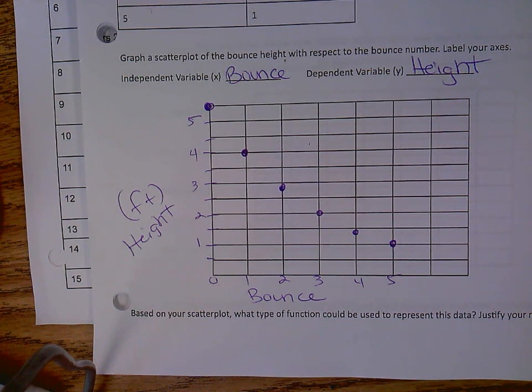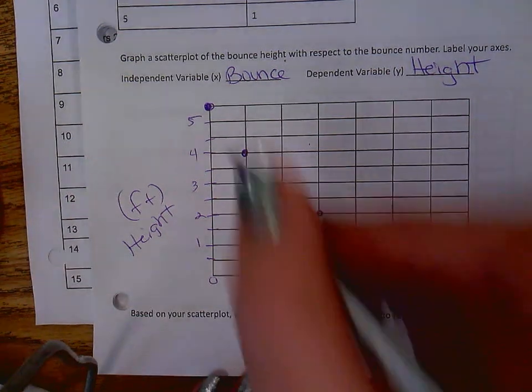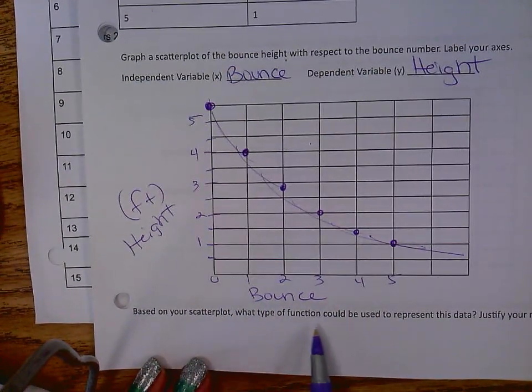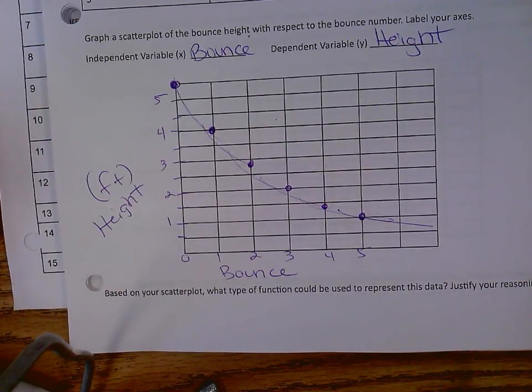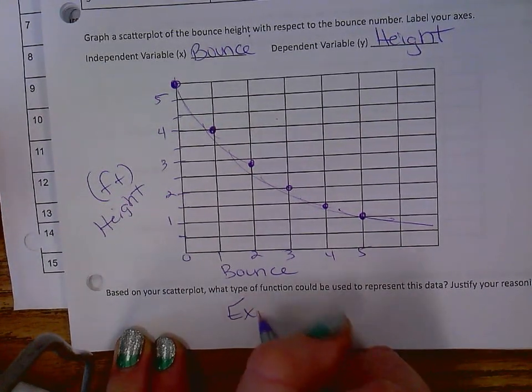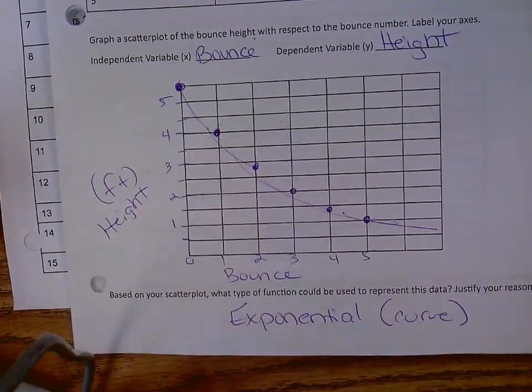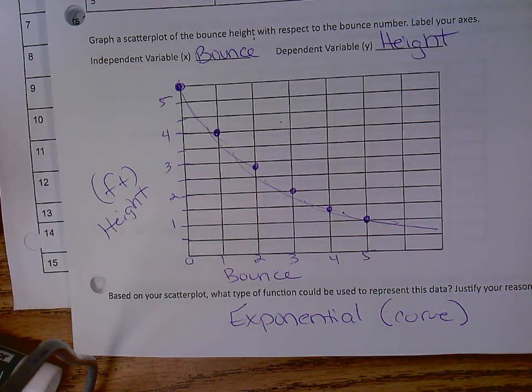Okay, so if I just did a line of best fit, see how you can actually see the curve. If I tried to connect these with a straight line, see how I would miss all those other points. So sometimes it's hard to tell the difference between linear and exponential, but this really is kind of curving like this. So based on your scatter plot, what type of function could be used to represent the data? It's an exponential because it's a curve. Justify your reasoning. We don't have a lot to go on besides just comparing it to linear and quadratic at this point.